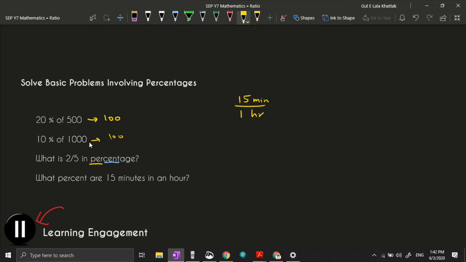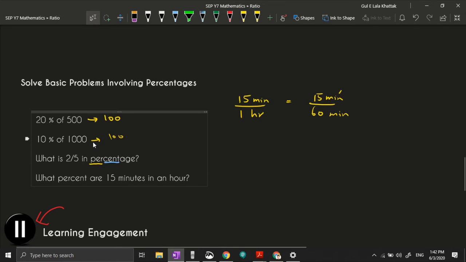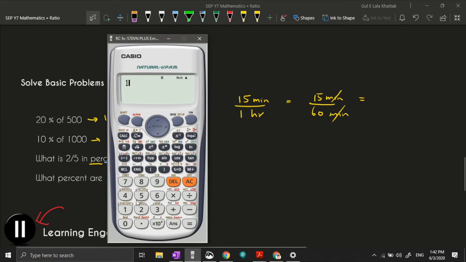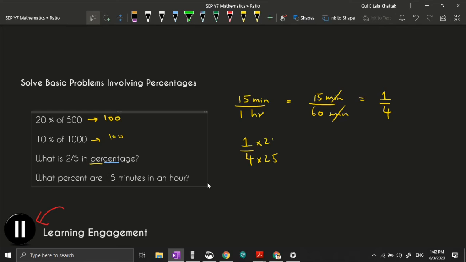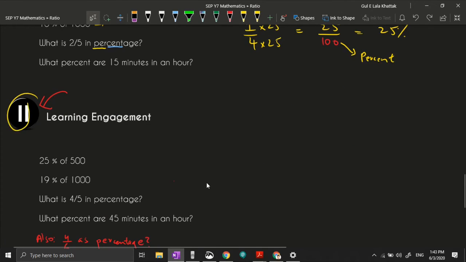Next, we have to find what percent 15 minutes make in an hour. 15 minutes by 1 hour is equal to 15 minutes by 60 minutes. We get 1 by 4. 1 by 4 can be changed into a percentage by a previous strategy. Multiplying 25 with the denominator and the numerator gives us 25 by 100, which is 25%. Pause the video now and solve the following questions.